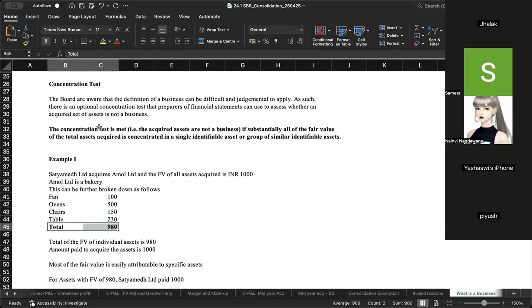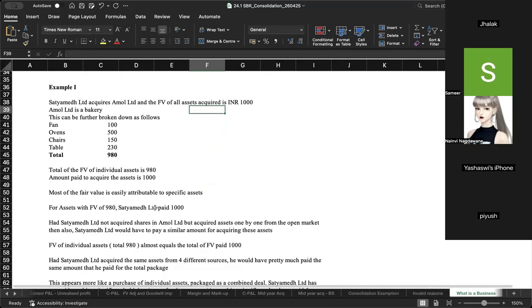Okay, the concentration test is met if substantially all of the fair value of total assets is concentrated in a single asset or a group of similar identifiable assets. Total of the fair value of individual assets is 980. Amount paid to acquire them is 1000. Most of the fair value is attributable to specific assets. That means for assets whose total fair value was 980, Satyamid Limited paid 1000.